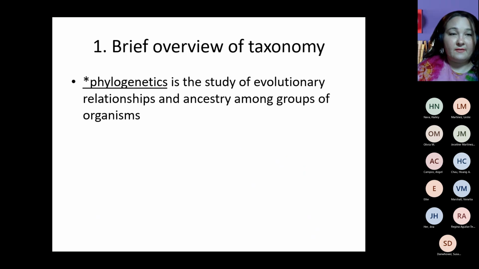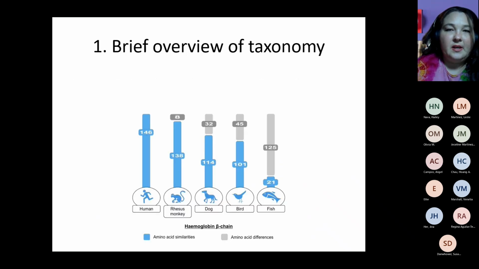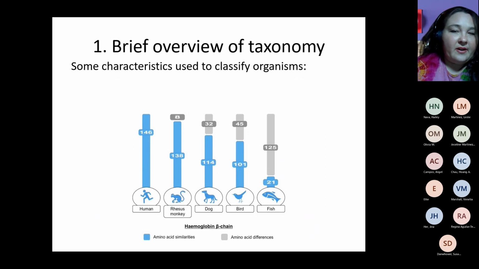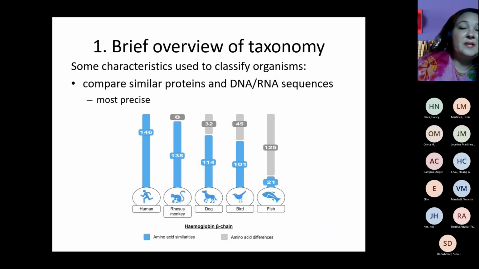Phylogenetics is the study of evolutionary relationships and ancestry among groups of organisms. The evolutionary history of a particular species is called the phylogeny of that species. There are some characteristics we use to classify organisms. First, we compare proteins and DNA RNA sequences. This provides the most precise information for relationships between organisms.